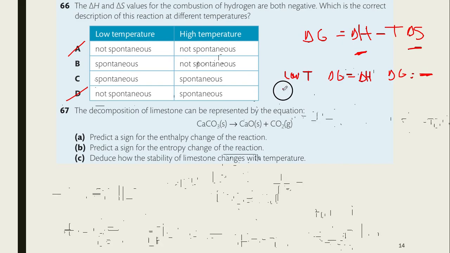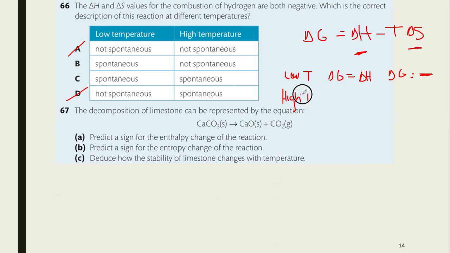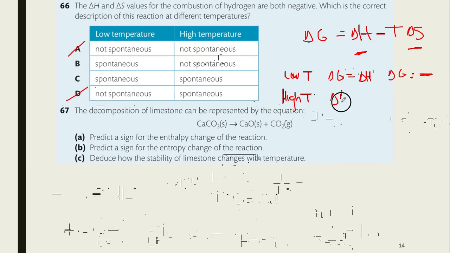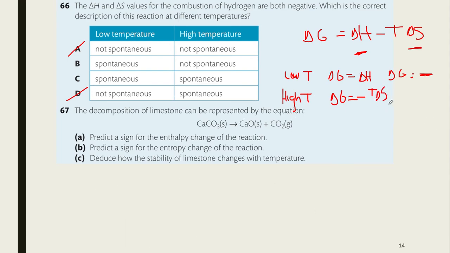Now let's look at high temperature. At a high temperature, delta G equals negative T delta S. We know that delta S is already negative. So if we're multiplying a negative delta S times a negative T, then delta G is going to be positive. And that would be not spontaneous. So that means B is our answer.